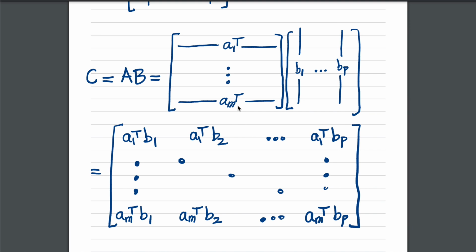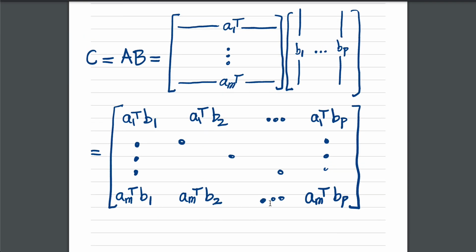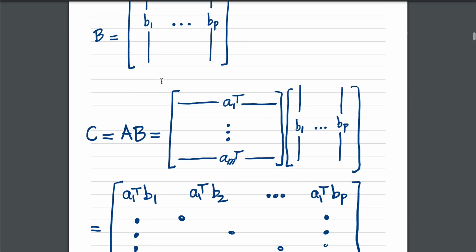The mth row here is Am transpose, and the inner products are Am transpose B1, Am transpose B2 to Am transpose Bp. So, in a way, the entries of C are nothing but the inner products of the rows of A and the columns of B.